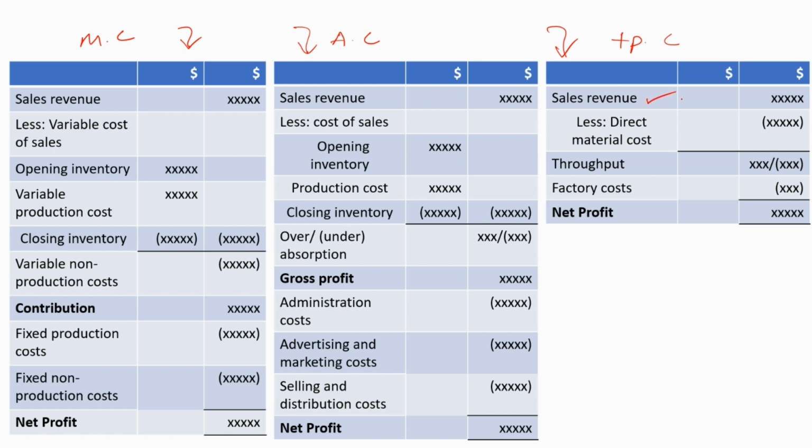We have the sales revenue and then we deduct the direct material cost. This is the only variable cost under throughput accounting, as we discussed earlier. So we can calculate the throughput, which is this figure. And then we can deduct all the other costs, which are known as factory costs. So we can finally arrive at the net profit. This is the statement of profit and loss under throughput costing.